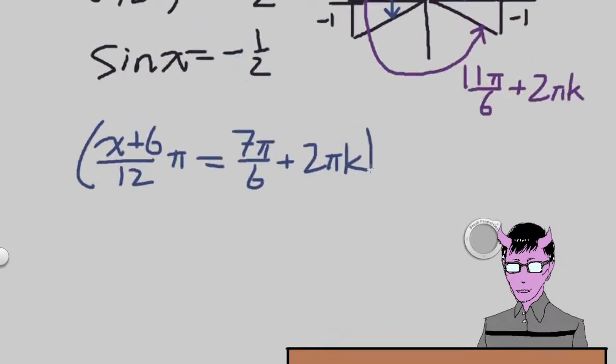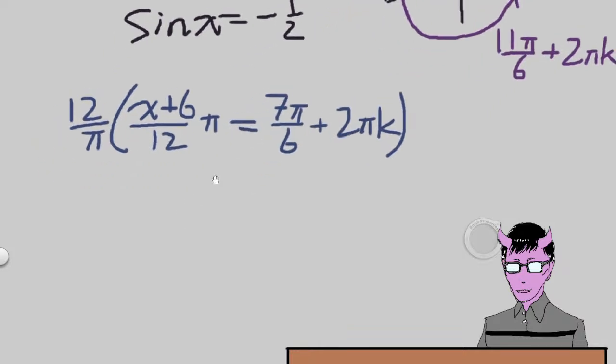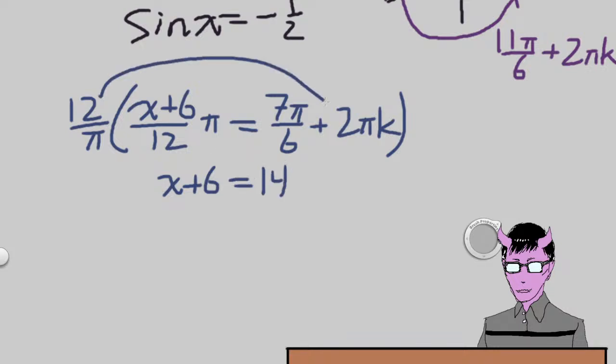And now just comes the manipulation. So multiply both sides by 12 to cancel, because we want to free the x. And then also divide by π. So that cancels with that, and that cancels with that, leaving us with just x plus 6. And then this one to this one, so cancel with a 2. And then the π's cancel, so 2 times 7 is 14. And then that one to that one, 12 times 2 is 24. The π's cancel, keep the k.